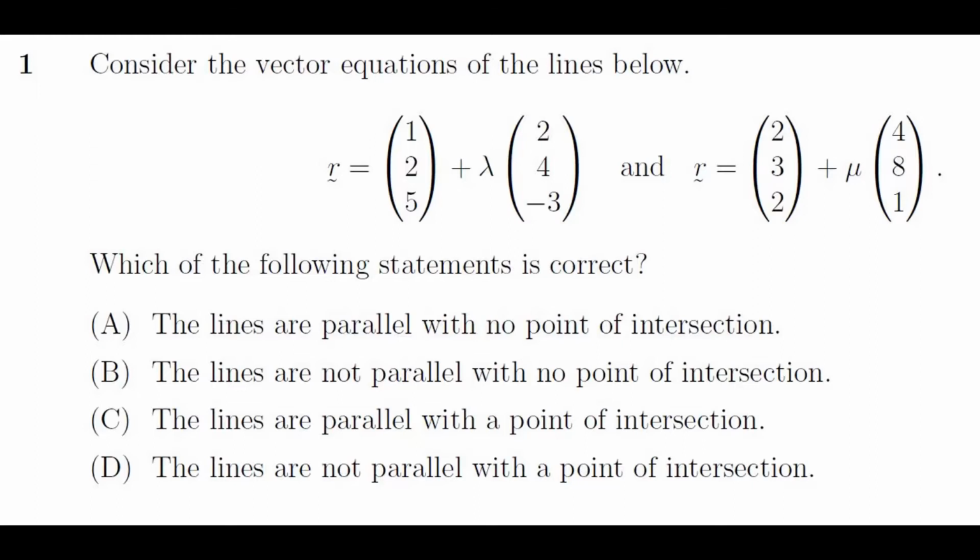But in any case, with these two different vector equations, we need to pick the correct statement. We've got 4 options here. Either the lines are parallel with no point of intersection, the lines are not parallel with no point of intersection, the lines are parallel with a point of intersection, or the lines are not parallel with a point of intersection. So basically we're asking, are the lines parallel or not parallel? And then, is there a point of intersection or not? Once we answer those two, we can combine them to pick the correct option.